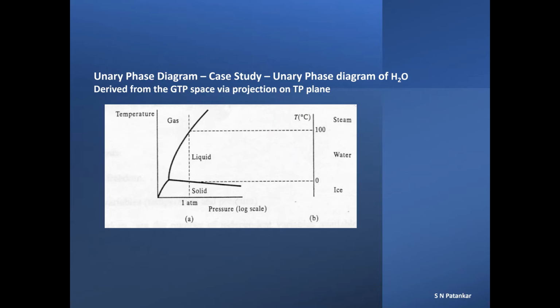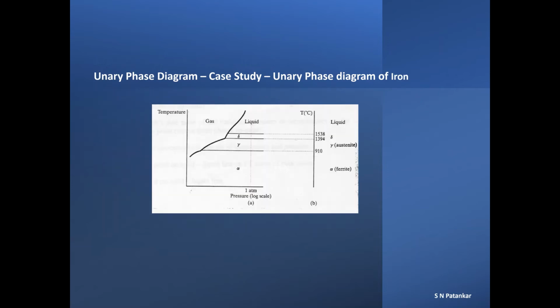A vertical line at 1 atmosphere summarizes our common experience with H2O. At 100 degrees Celsius water transforms to steam and at 0 degrees Celsius it becomes ice. The location on the phase diagram where all the three phases of H2O, solid, liquid and gas, coexist is referred to as triple point. Seen here is the Unary phase diagram of iron.